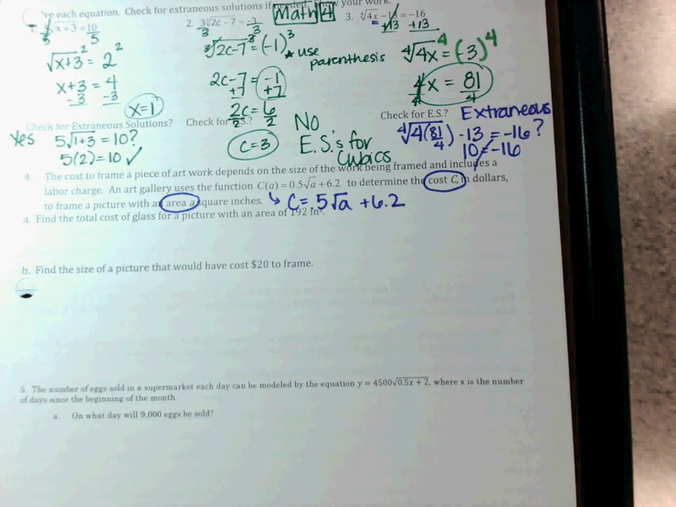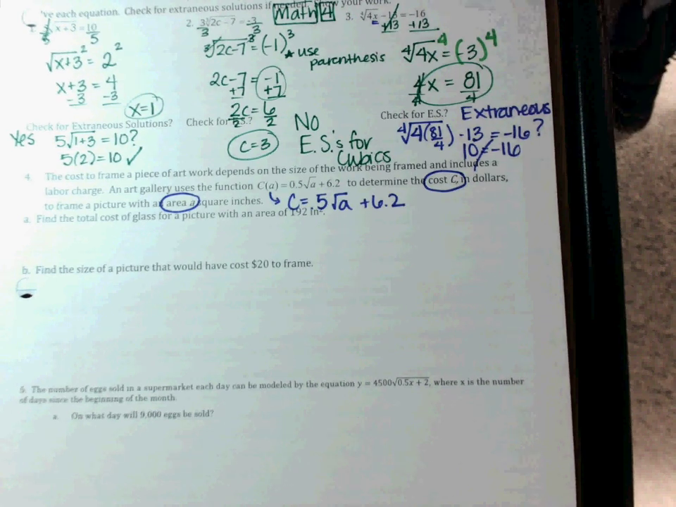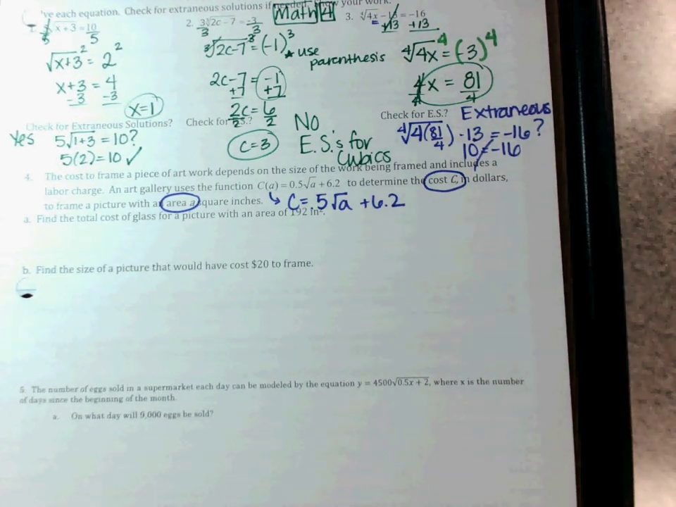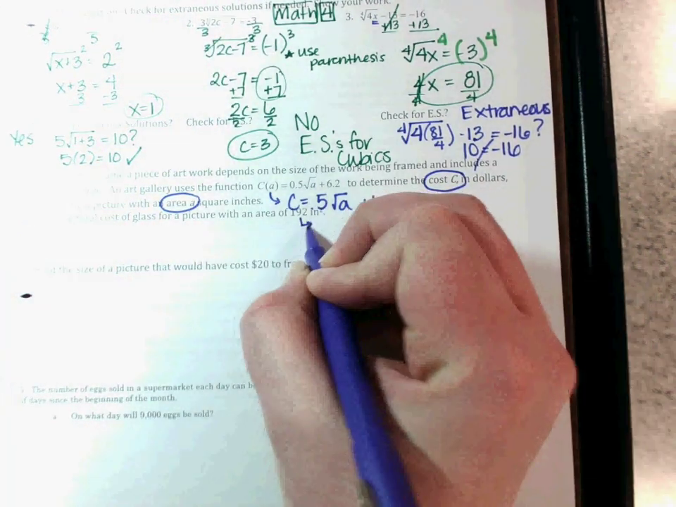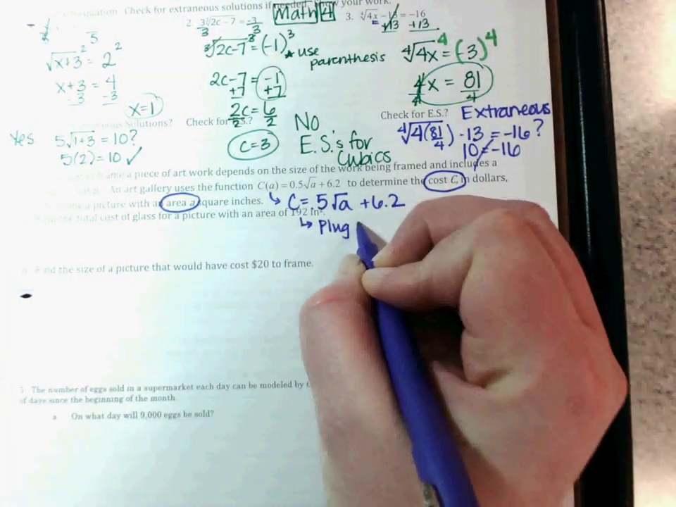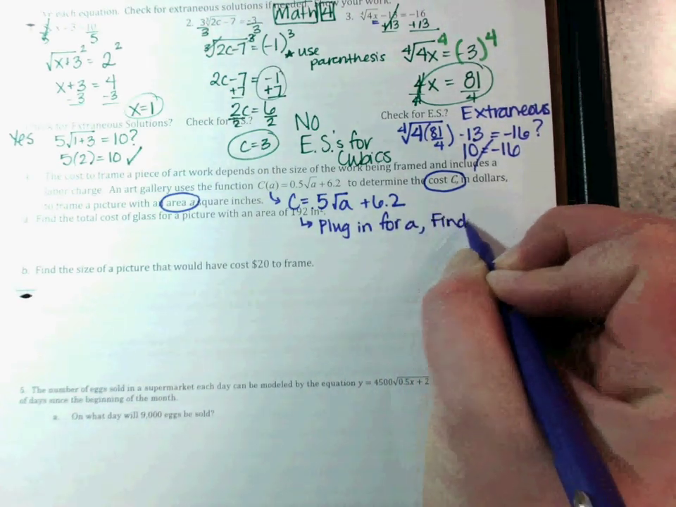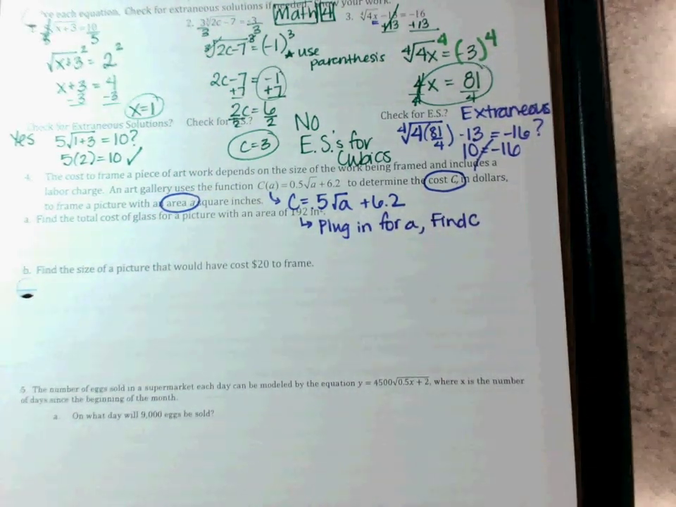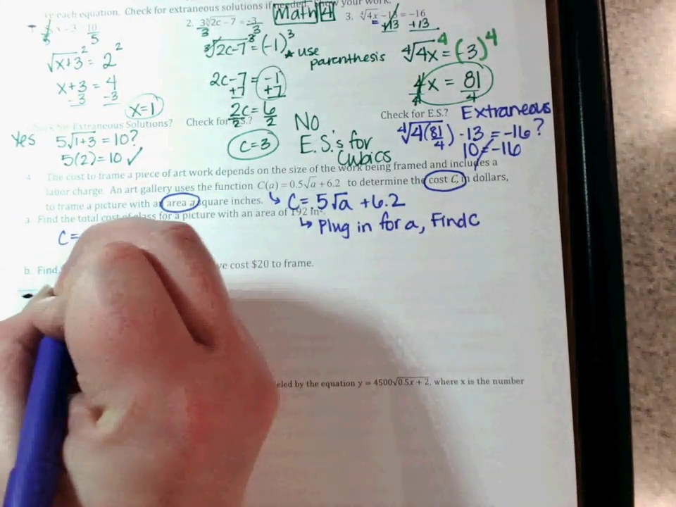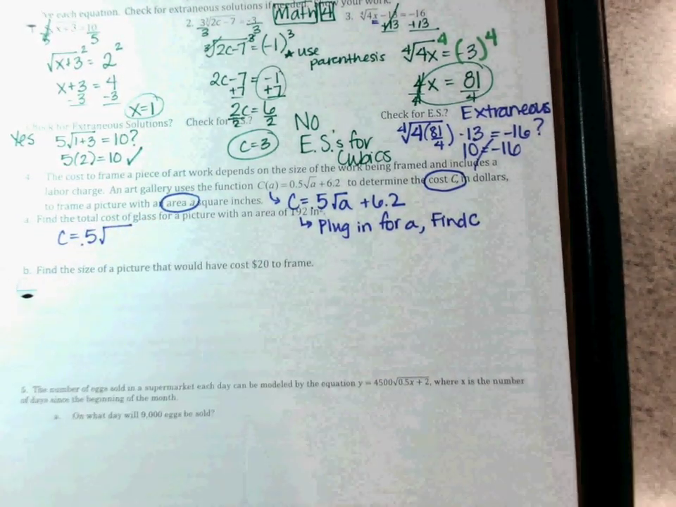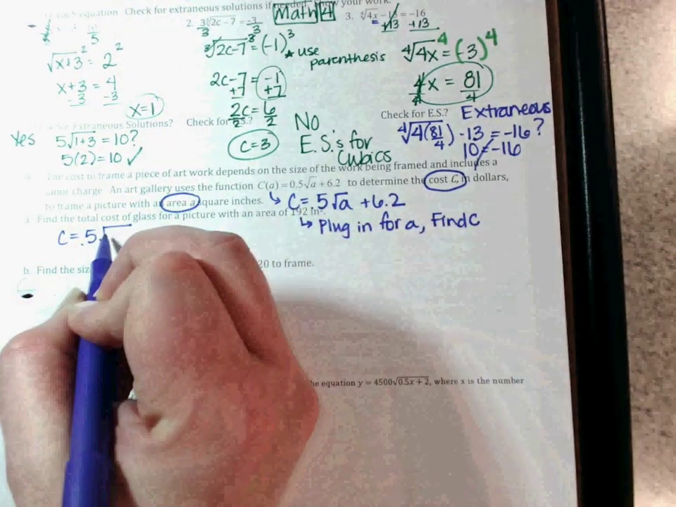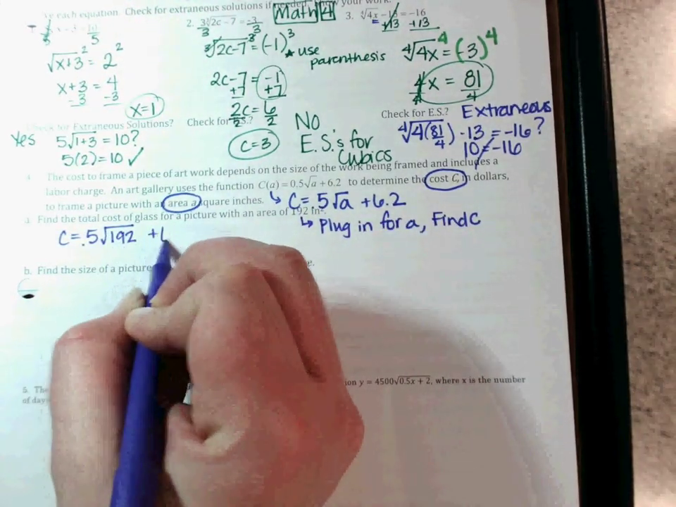So look at part A. Find the total cost for a picture with an area of 192. What am I plugging in 192 for, C or A? A. So all that you would have to do is plug in for A and then find C. When I plug that in, look what I have: C equals 0.5 square root, and then my A is 192, plus 6.2.